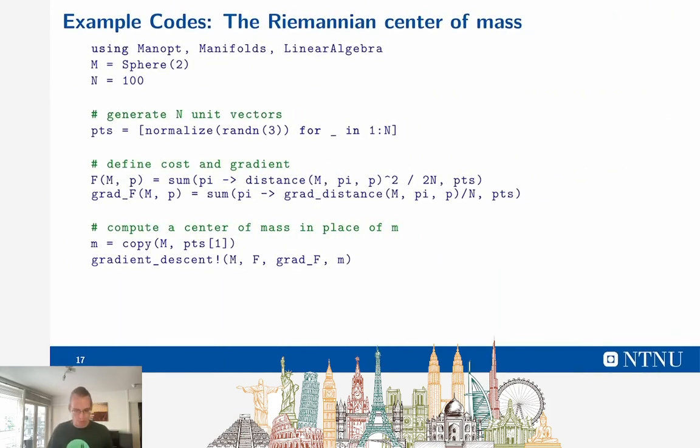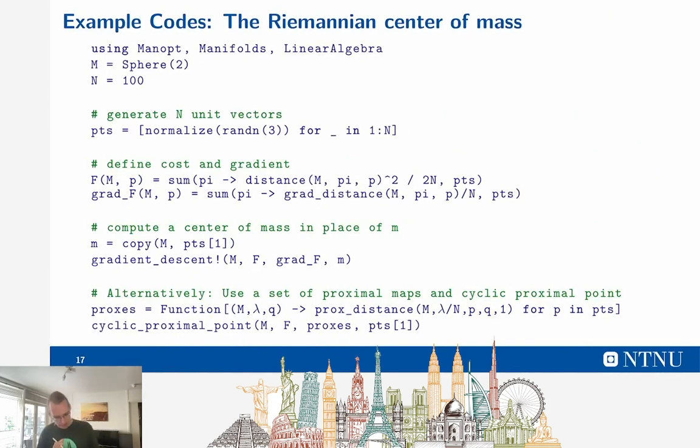Alternatively, there's always the mutating variant. So if we already have memory for m, where we want to work in, for example, because we copied over the first point, then gradient_descent! with an exclamation mark performs an in-place gradient descent run in place of m without allocating more memory for points.